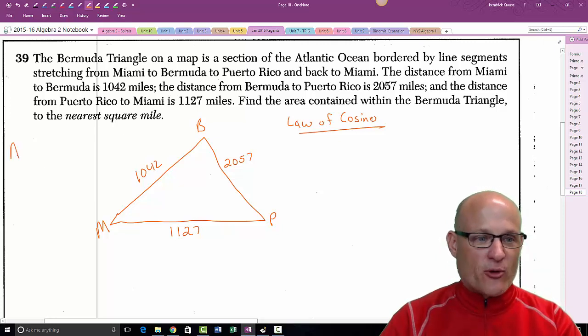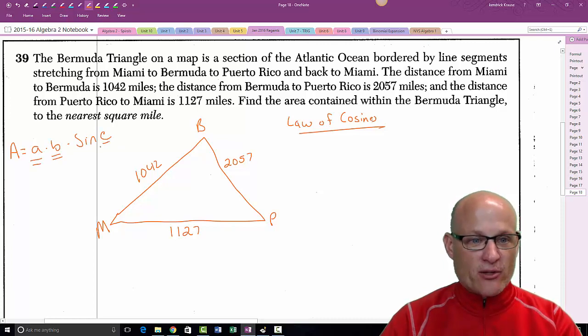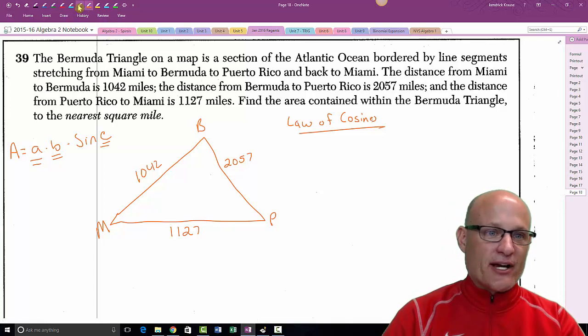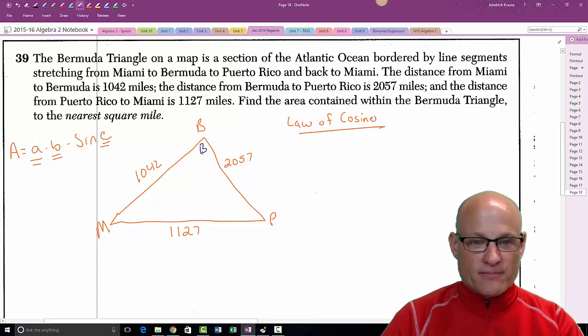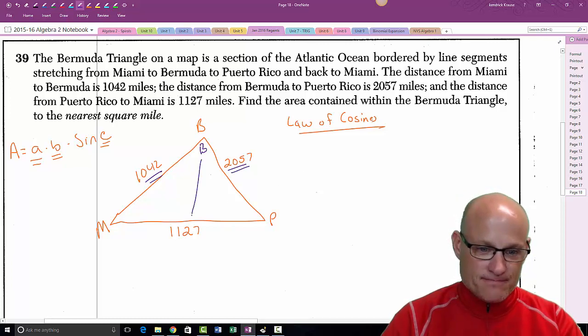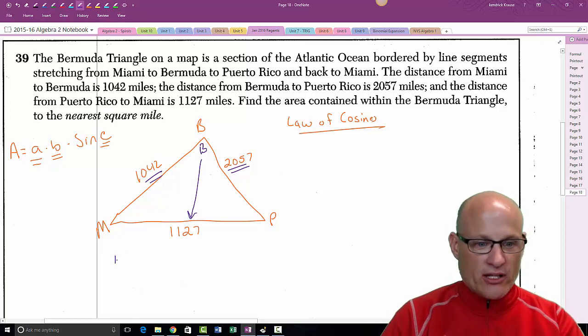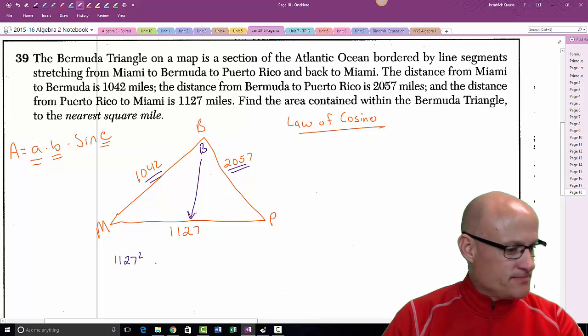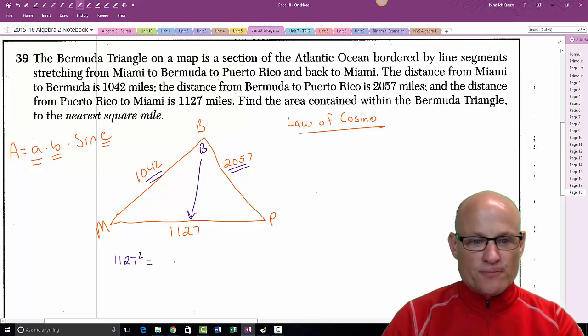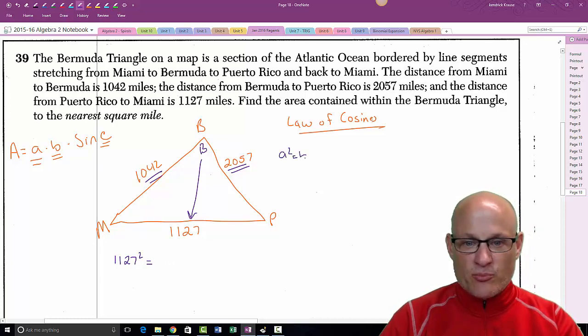Well, area, the only area formula you've ever used in trig was A times B times the sine of C, where these are the two sides, and this is the angle in between. So here's what I'm going to do. I don't know which angle you found. I'm going to find this angle right here, and then I'm going to use these two sides to find the area. So I'm going to say B squared, which is 1127 squared, is equal to, now the formula is, in this case, A squared equals B squared plus C squared minus 2BC cosine A.